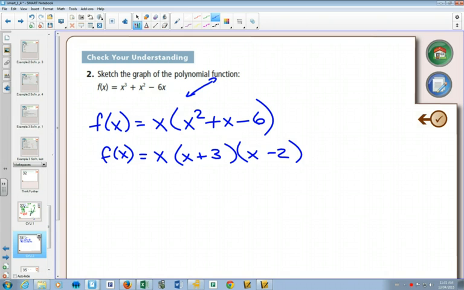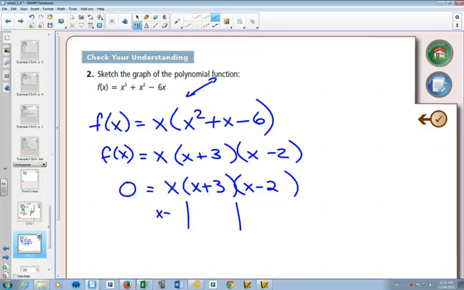Now, if you wanted to find the x-intercepts, you'd plug in 0 for y. So as far as showing your work, now I'm plugging in 0 for y. And then I can split this up and say that x equals 0, x equals -3, and x equals 2 are my 3 x-intercepts.